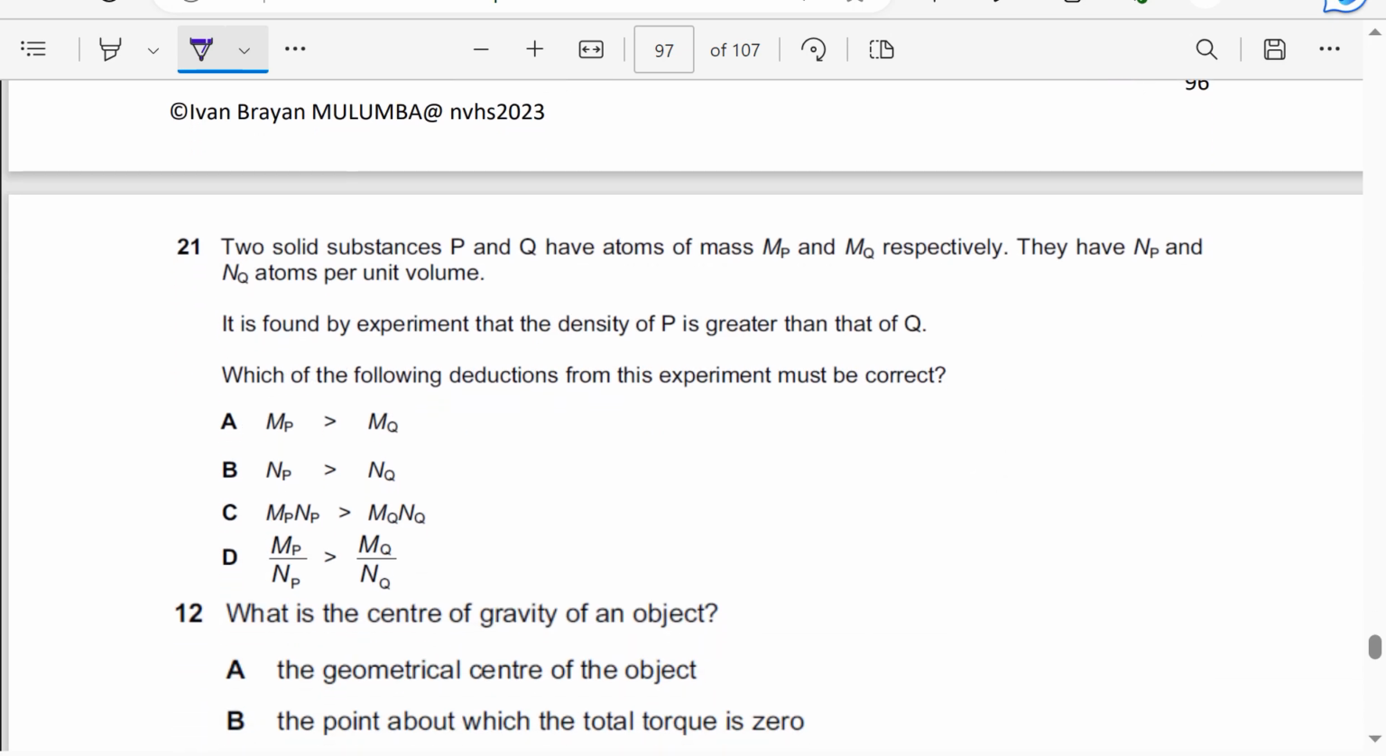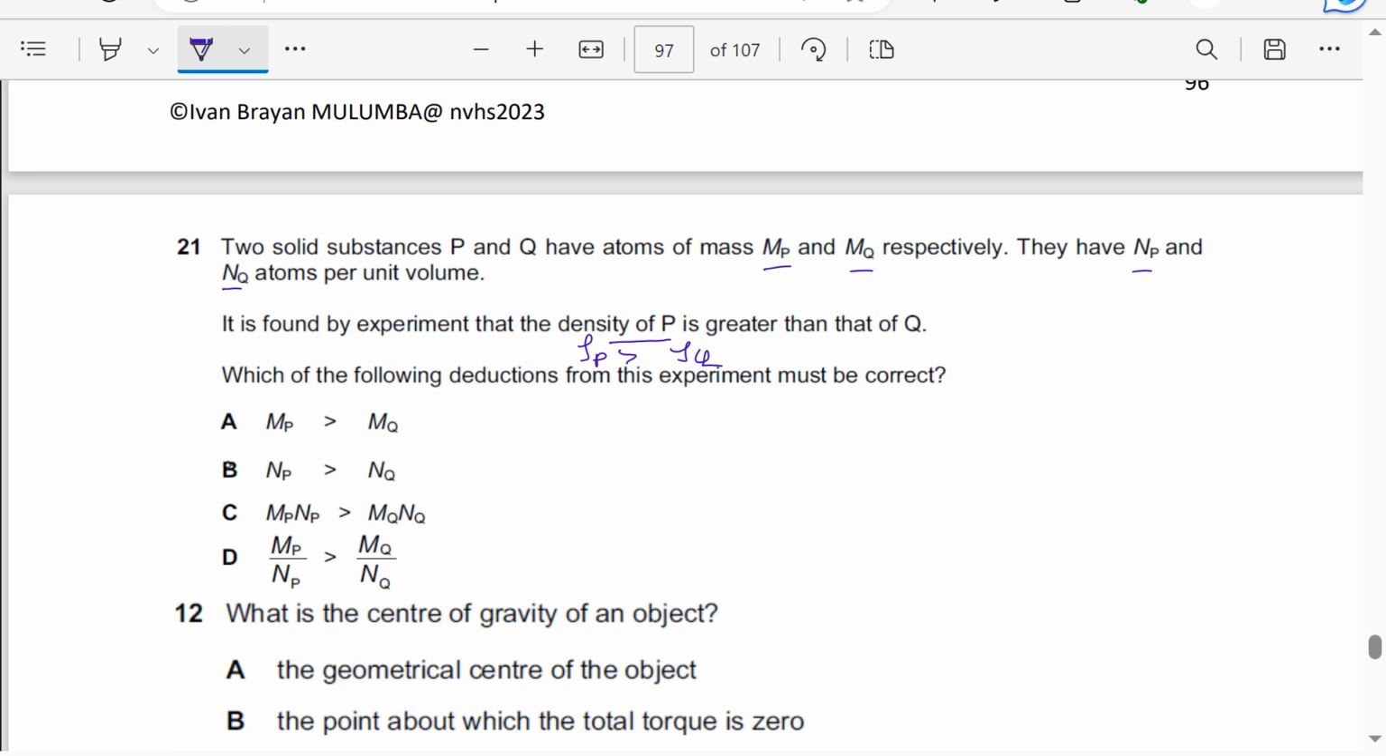Two solid substances P and Q have atoms of mass MP and MQ respectively. They have NP and NQ atoms per unit volume. I think we have answered such a question, but we shall still answer it. It is found by experiment that the density of P is greater than the density of Q. So rho of P is greater than rho of Q. Which of the following deductions from this experiment must be correct?